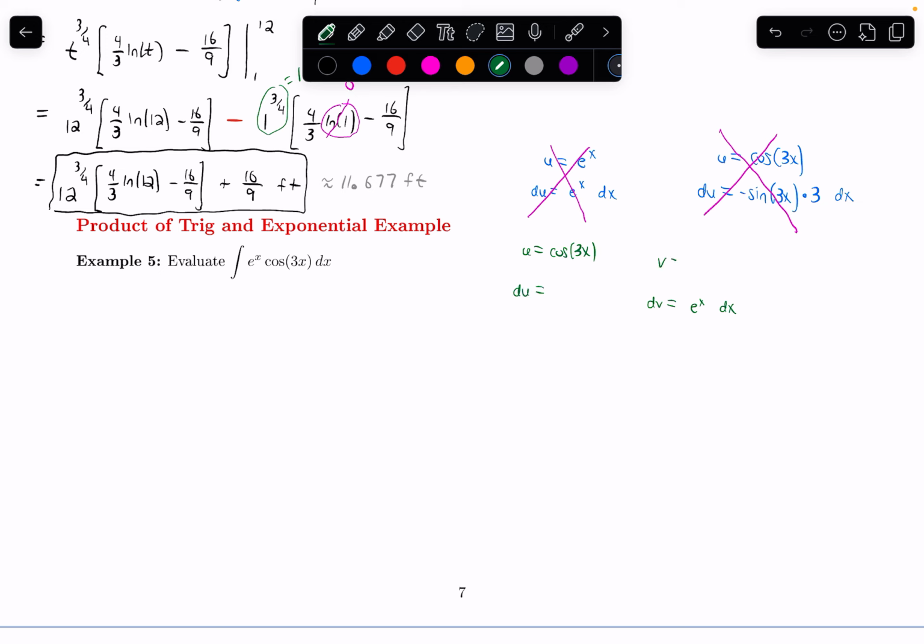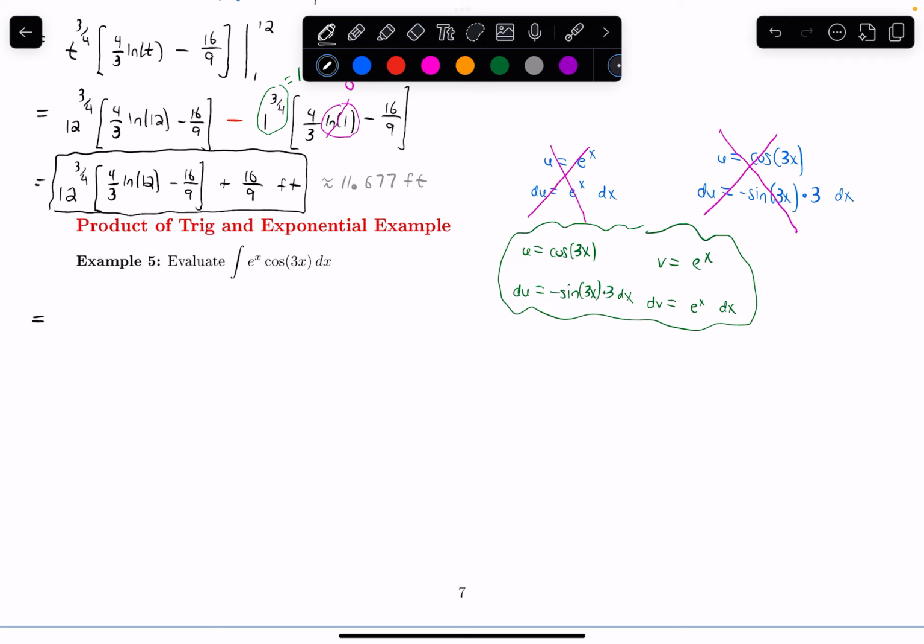All right, and then I need du and v. So the derivative of cosine 3x, we just did that up here. That is negative sine 3x times 3 and then dx. The antiderivative of e to the x is e to the x. Putting this in a thought bubble, let's use this. So I get u times v, so cosine of 3x times e to the x, minus the integral of v du.